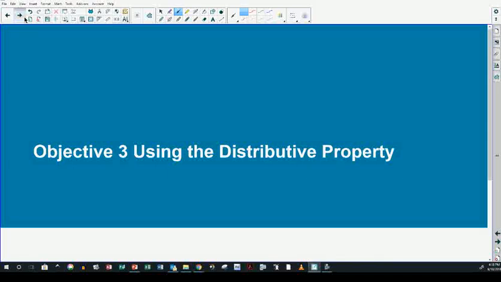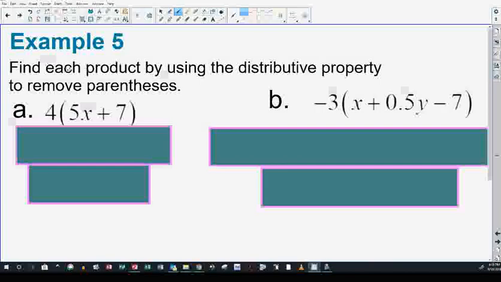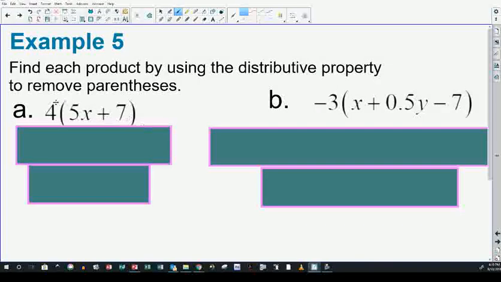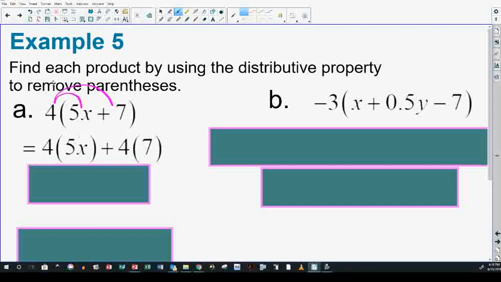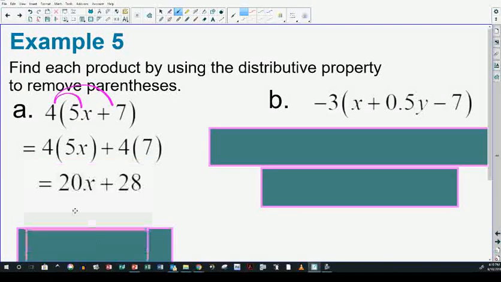So now we're going to use the distributive property here. To use the distributive property, remember we talked about sharing. So you've got 4 times 5x and 4 times 7. If you wrote those, 4 times 5 and then 4 times 7, then you get 20x plus 28.